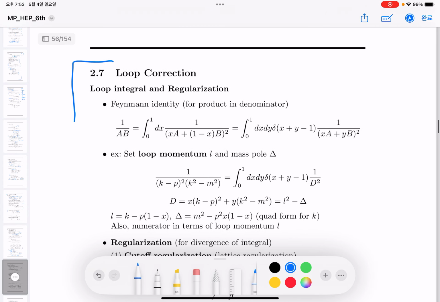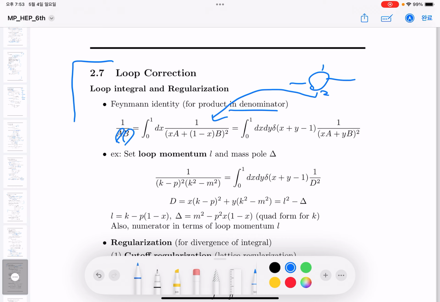Now we turn to the loop corrections. In higher order, loop diagrams are possible, but such a loop diagram yields a divergence at infinity, so we should regularize it. There are many regularization techniques, but there are some evaluation methods for the products in the denominator, because in the loop diagram there are many propagators, so this gives the products of some propagators.